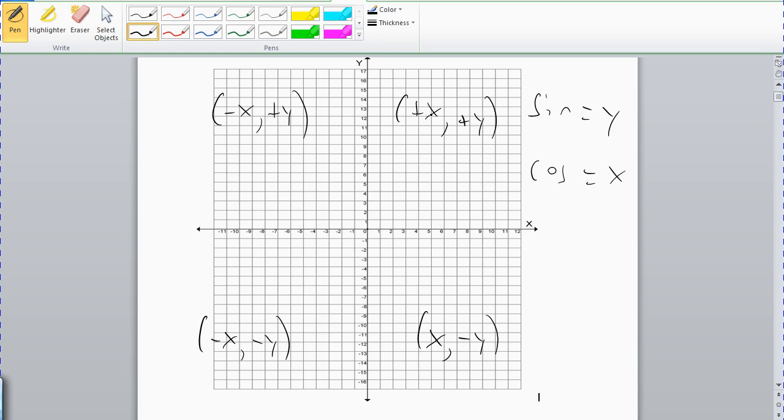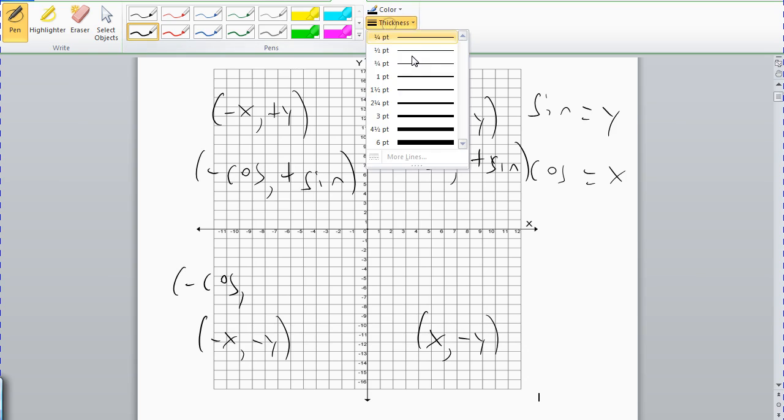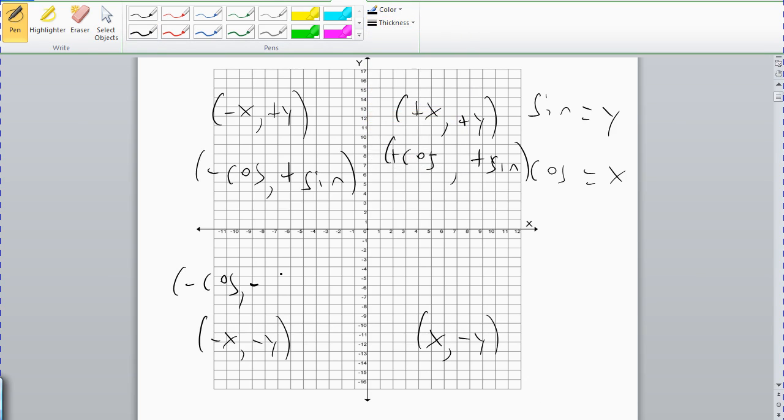That means that if I think of X as being cosine, we have a positive cosine and a positive sine. Second quadrant, I have a negative cosine and a positive sine. Third quadrant, they're both negative, negative cosine and negative sine. Here I have a positive cosine, and I have a negative sine. Just thinking X's and Y's.